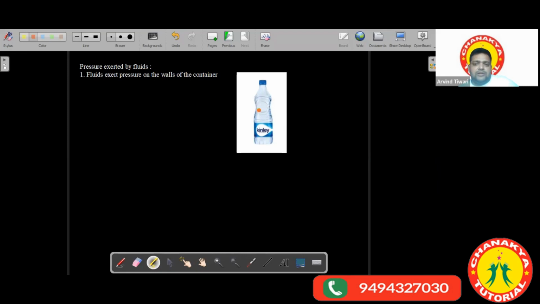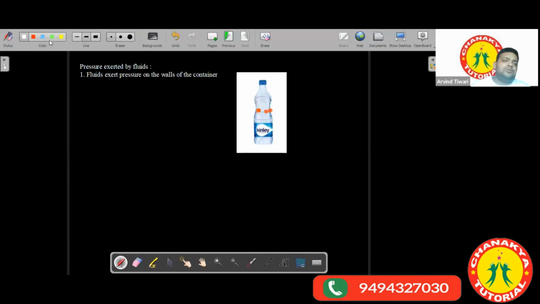So, I create certain holes. Let's say I create a hole here, then another hole here, another hole here. So, these are certain holes which I create on this bottle at the same height. Remember, all the holes are on the same height.